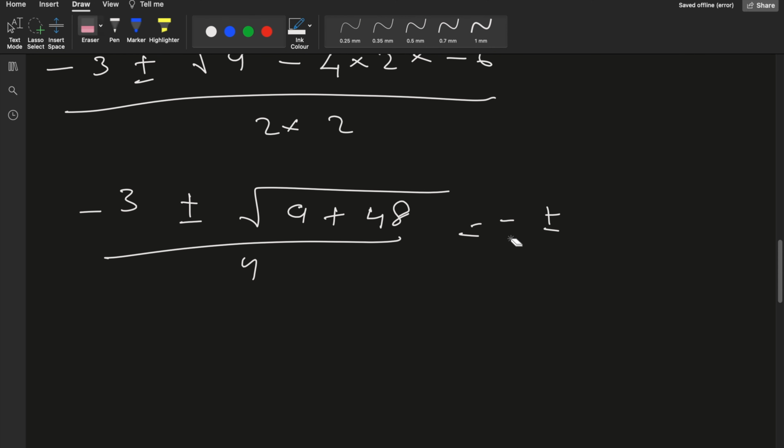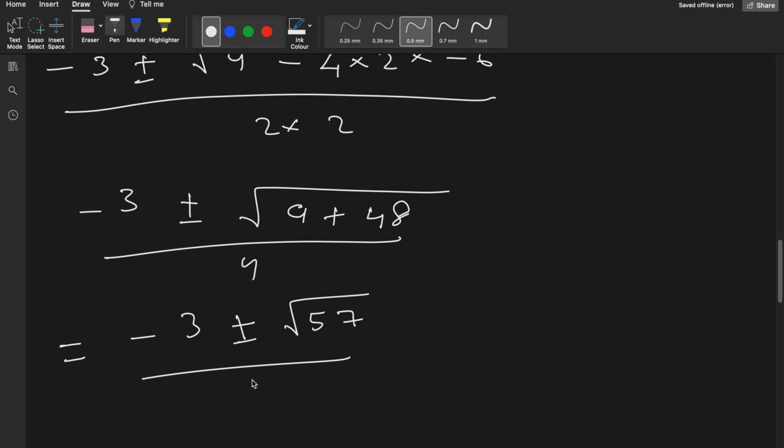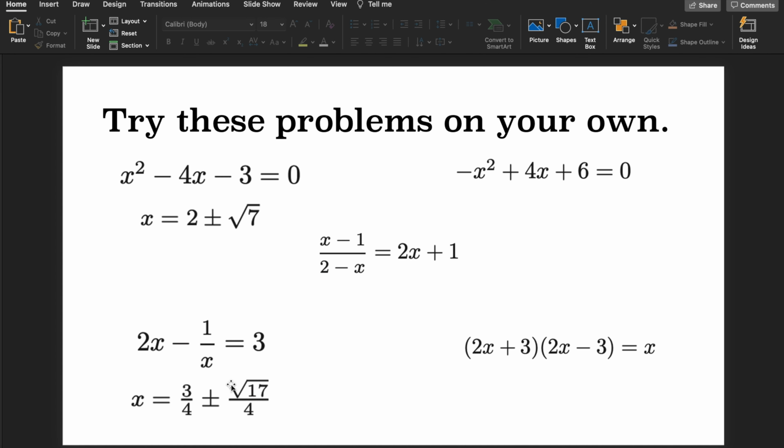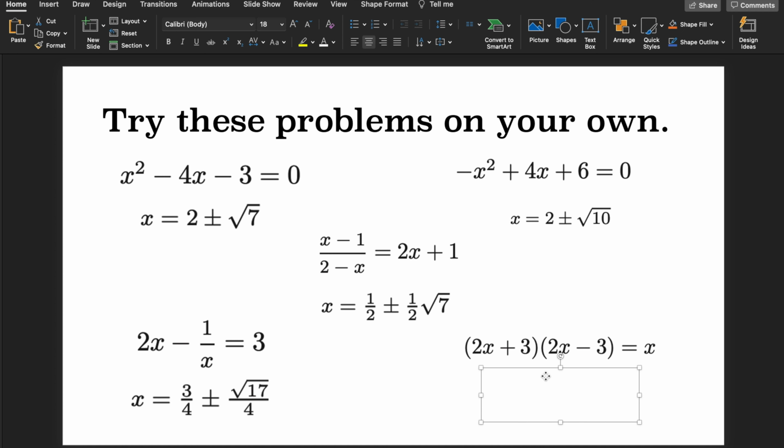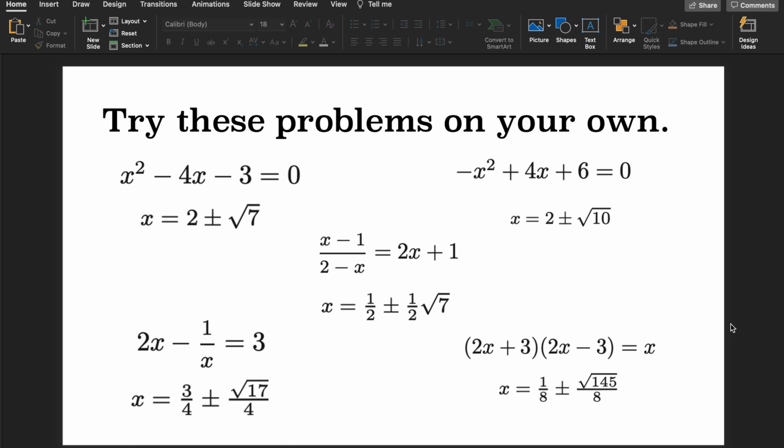So let me write it down here. So the answer is minus 3 plus or minus square root of 57 divided by 4. Okay, so this is the answer.